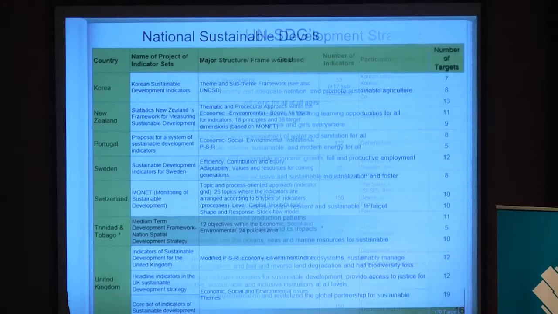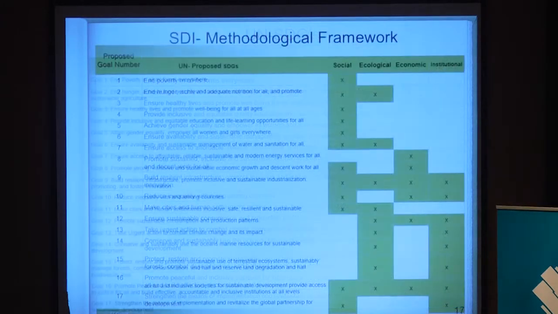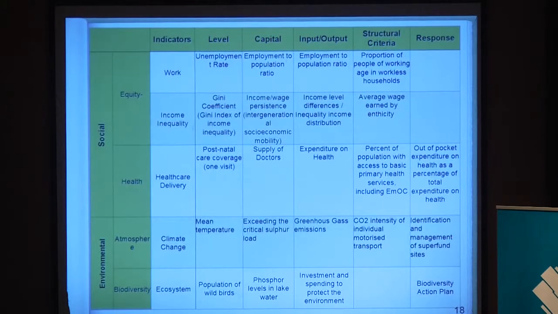Right? This points to 12 objectives basically and 24 policy areas, but this says nothing about implementation, target, and timeline. Right? This is just the UN goals, how the goals align with the four dimensions, and this is basically the methodology.